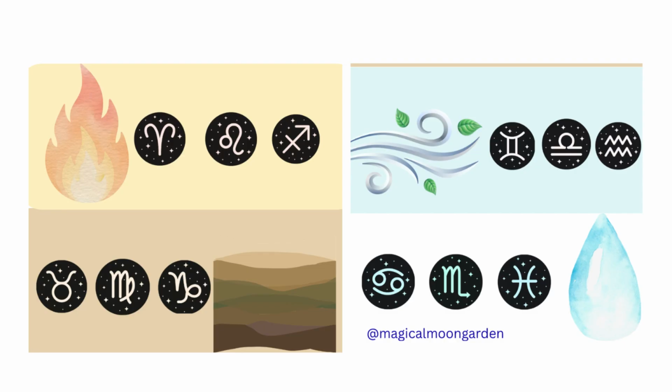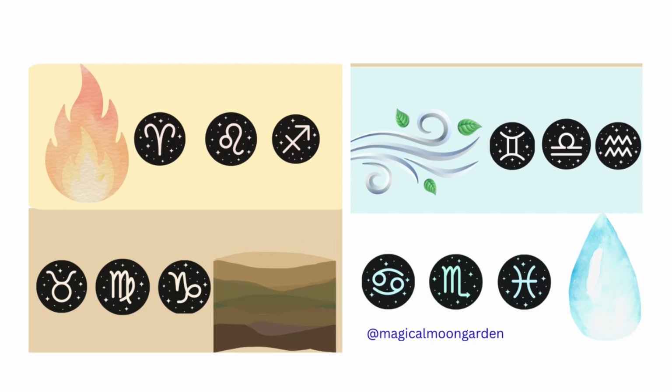So Aries is fire, Taurus is earth, Gemini is air, Cancer is water. And then it starts over again. Leo is fire, Virgo is earth, Libra is air, Scorpio is water. And it goes like that through the whole chart. So it's important to remember that order too: fire, earth, air, water.